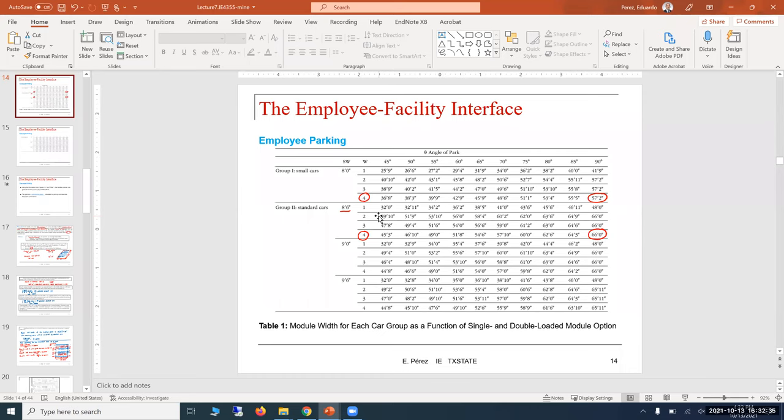The information in terms of the space that will be needed. Now, instead of using a module 4, you're going to be using a module 2. So for module 2, we are not specifying the angle, so you can design for 90 degrees as we did in the example. So it's going to be 66.